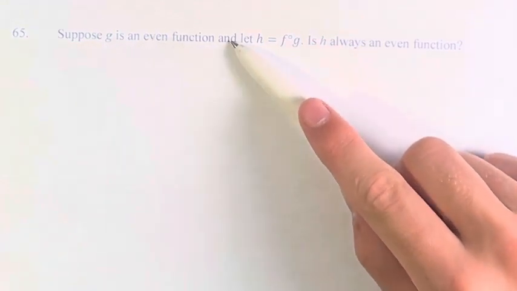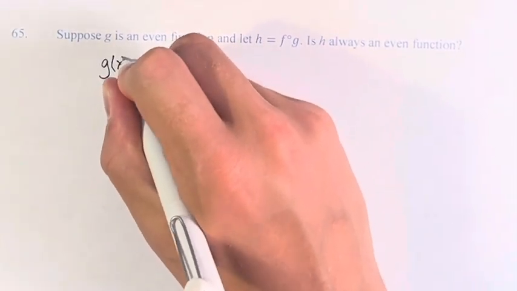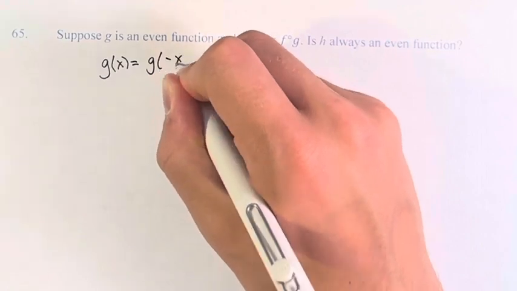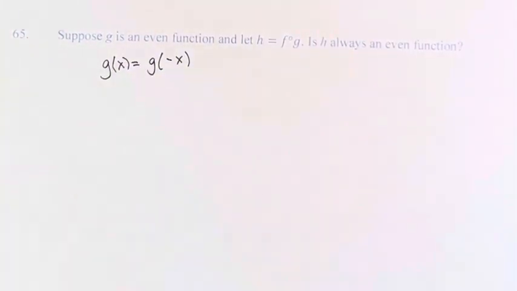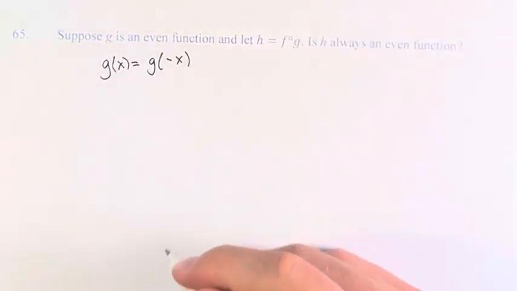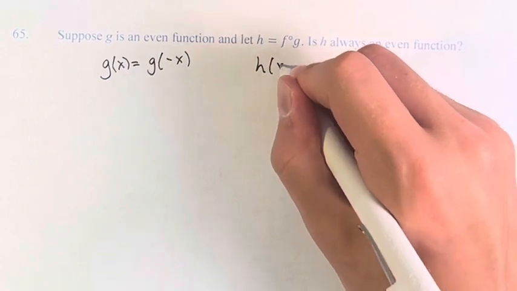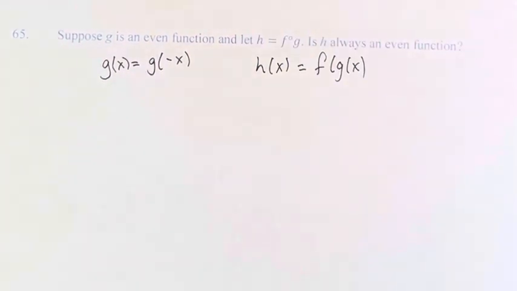In this problem, we're told that suppose g is an even function and let h equal f of g. We're asked, is h always an even function? So if g is even, that means that g of x is equal to g of negative x, right? Multiplying the input by -1 does not change the value. We're letting h equal f of g. So therefore h of x equals f of g of x. We're asked, is h always an even function, right?